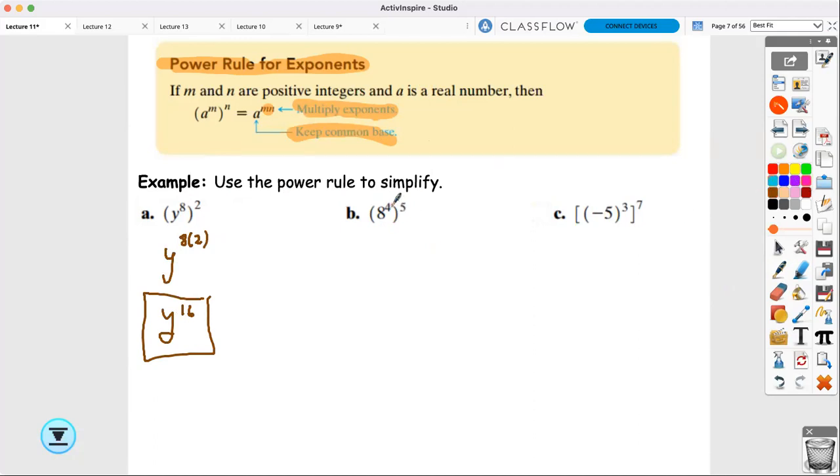B, 8 to the 4th power to the 5th power, power to a power. We're going to multiply the 4 and the 5, 4 times 5, which is 20. And thus we're done with B.